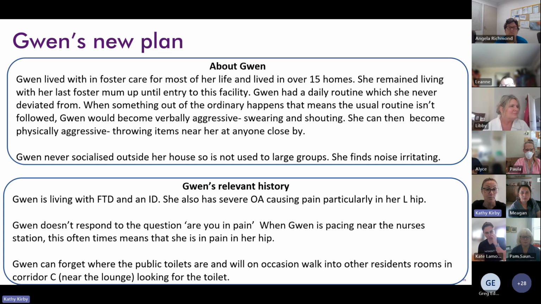Gwen can also forget where the public toilets are, and she'll on occasion walk into other residents' rooms in corridor C, so quite specific, looking for the toilet. So what are we talking about here? This is her intrusive behaviour or her wandering. So her wandering has actually been identified as Gwen trying to find the toilet. And again, how did we identify this? Because we were using her continence chart and her behaviour chart, and we were talking to staff as well.